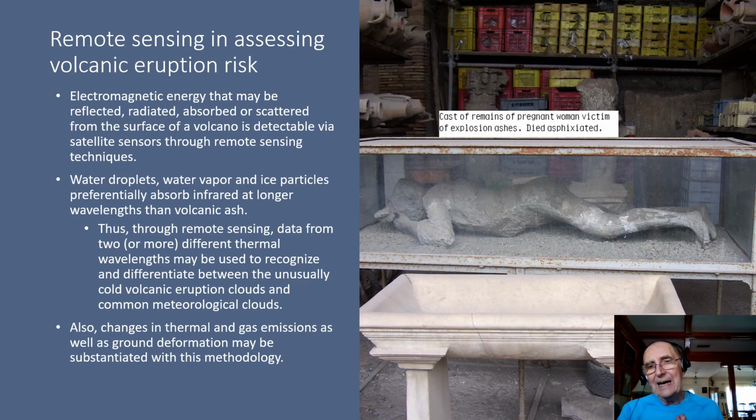Water droplets, water vapor, and ice particles preferentially absorb infrared at longer wavelength than volcanic ash. Therefore, we can use remote sensing techniques to try to differentiate between the unusually cold volcanic eruption clouds and the common clouds, the meteorological type clouds. Also, changes in thermal and gas emissions as well as ground deformation may be substantiated using remote sensing techniques.